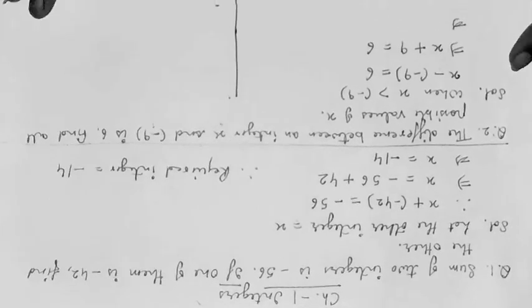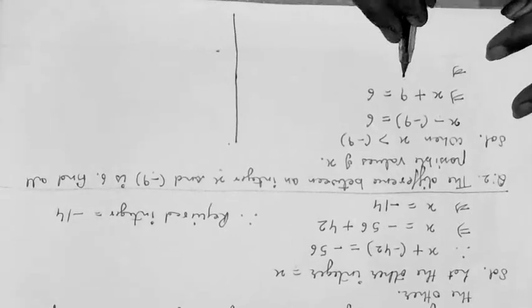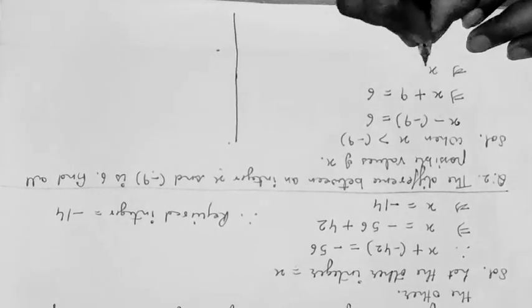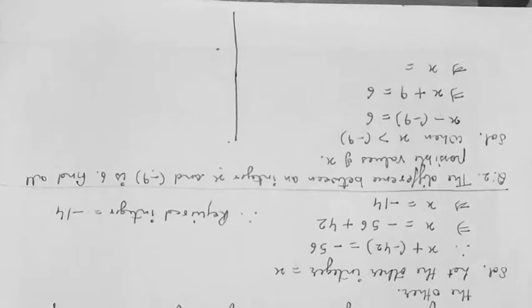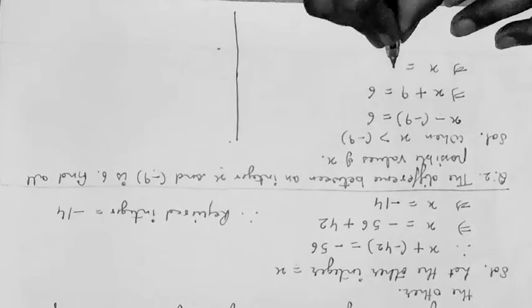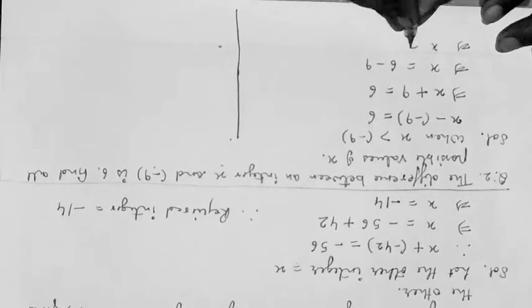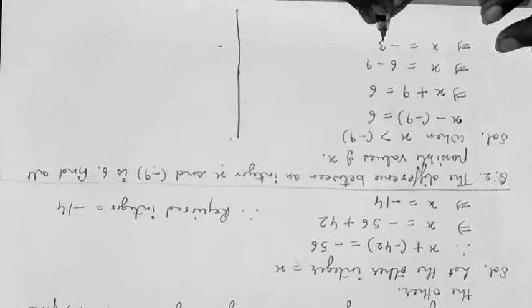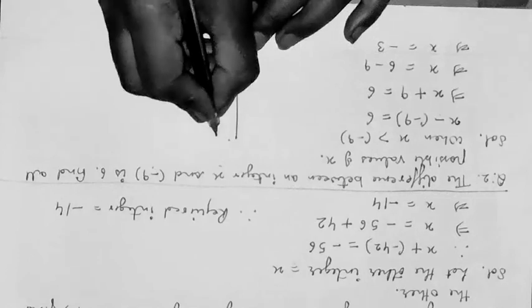To find the value of x, I have to take 9 to the right hand side. Now when I take 9 to the right hand side, 9 is positive here, so when it goes to the right hand side, it becomes negative. So 6 minus 9. So the value of x is equal to -3. The value of x is -3. This is the first part of the question.